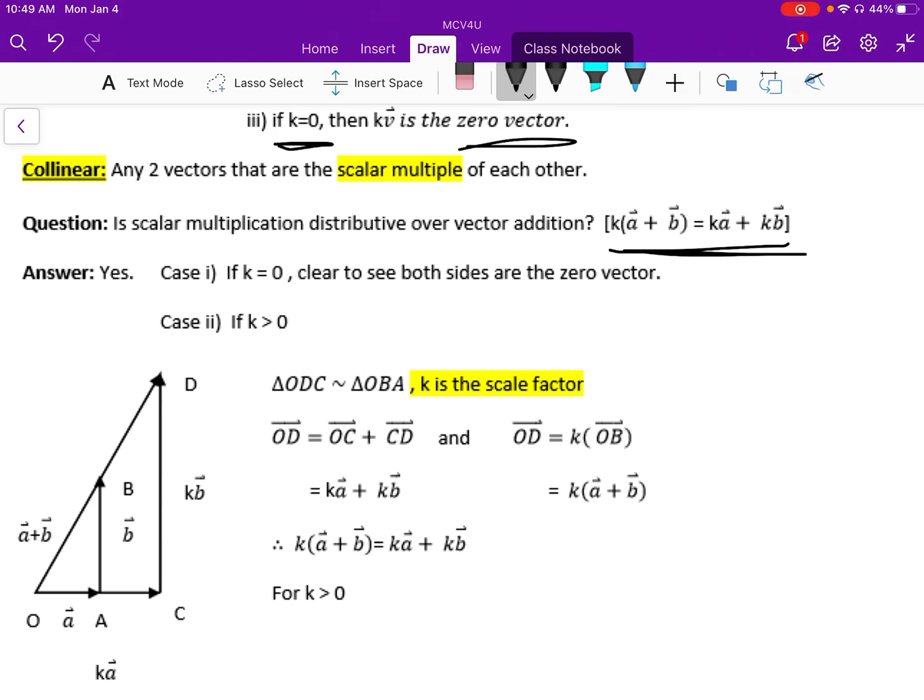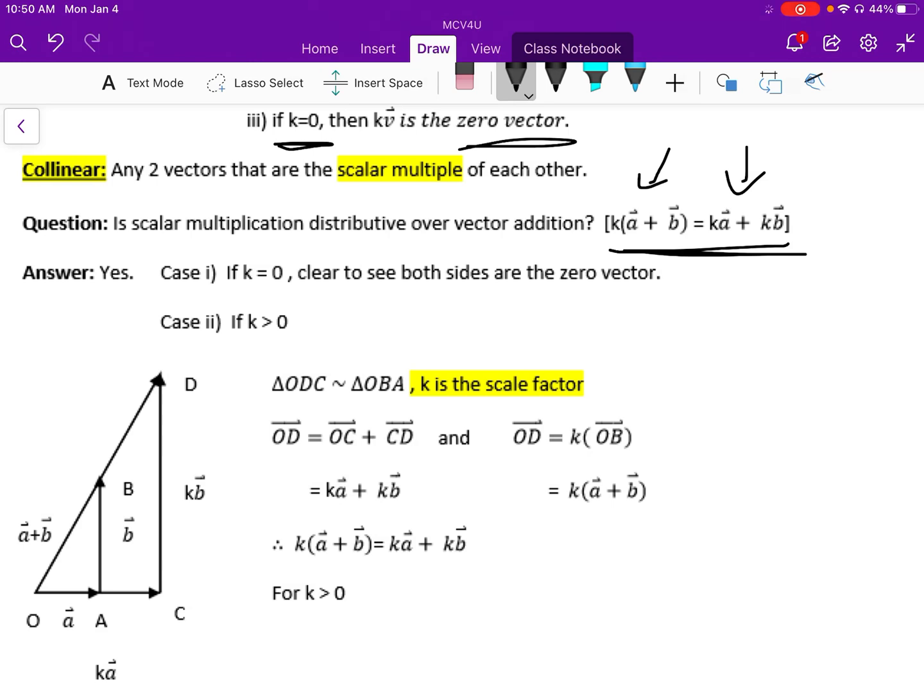So what we do is we take it by the 3 cases. K is 0, K is positive, K is negative. If K is 0, it's very clear to see that both the left side and the right side will end up being 0, because you're getting the 0 vector on both sides. Now follow along with the positive case.